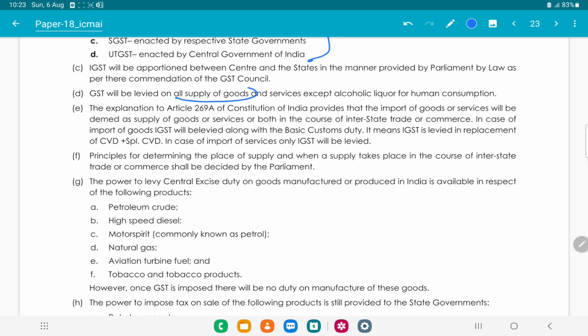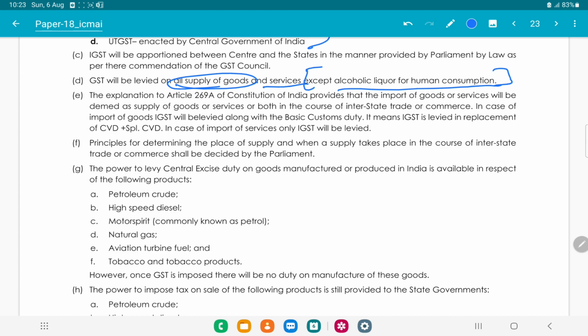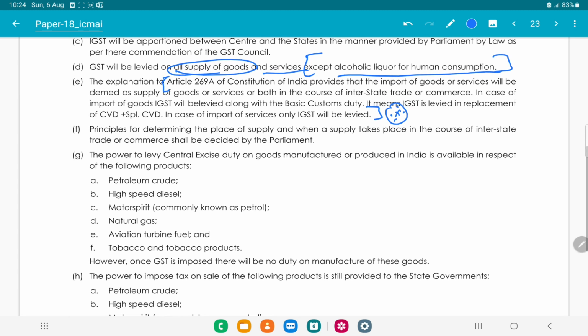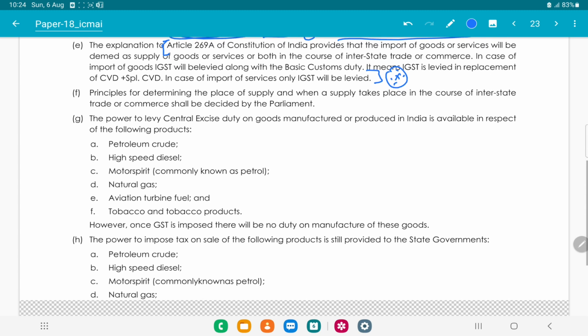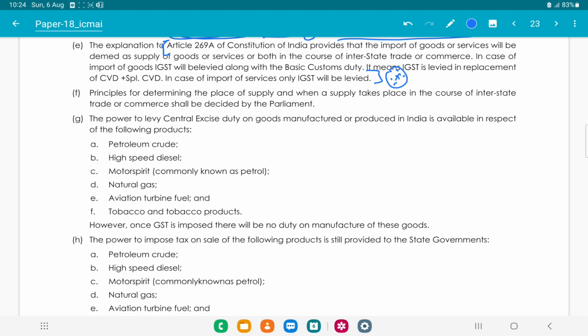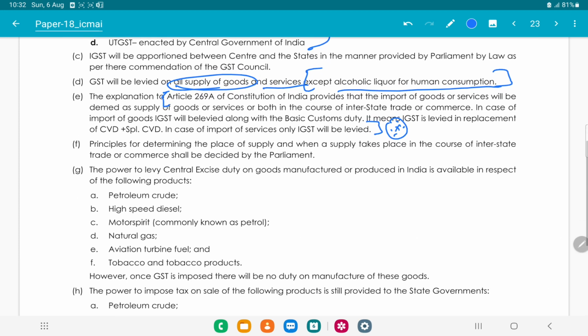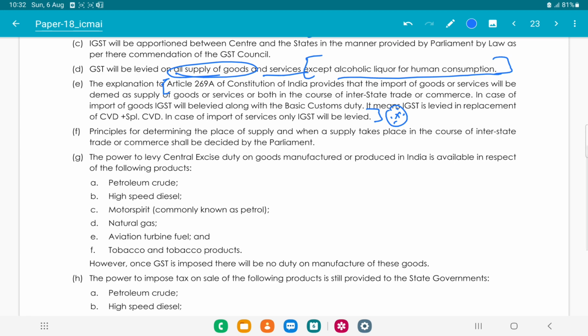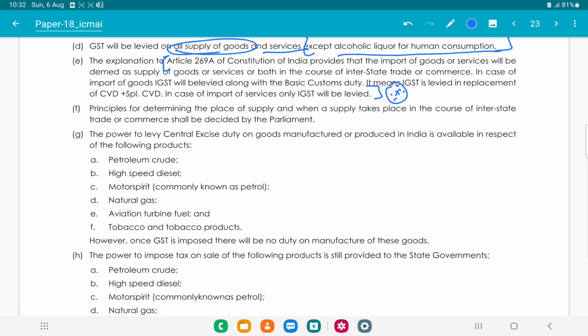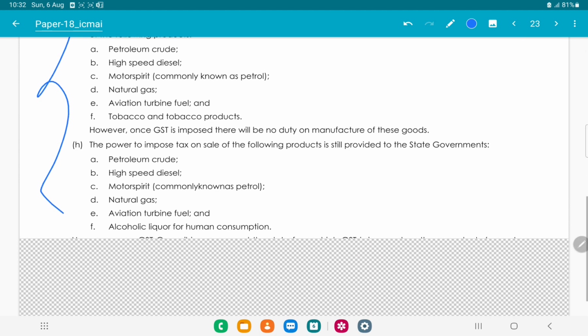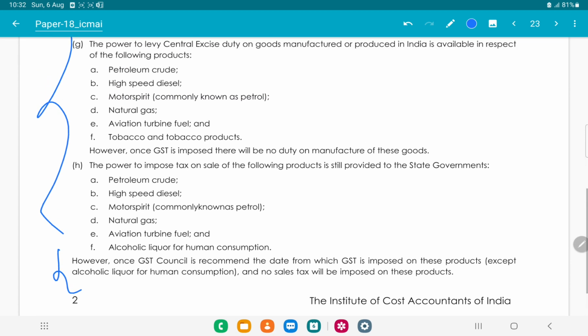GST will be levied on all supply of goods and services except alcoholic liquor for human consumption. This also we saw. This we will cover in our next lecture, so don't worry, we will cover this related to import, no need to worry. Then, we are going to see this 269A in our next lecture of the learning series, and also this area we are going to cover in a flowchart manner, so not to worry on this also.